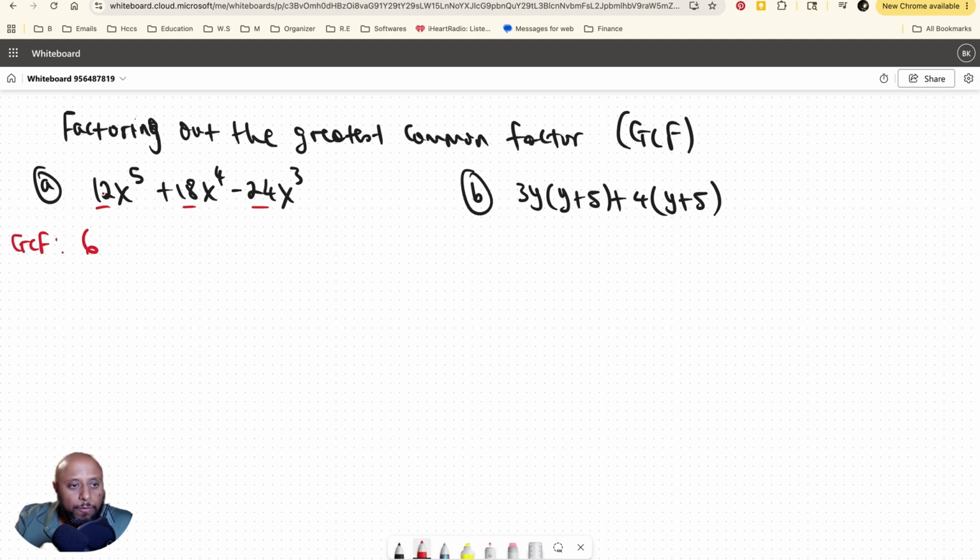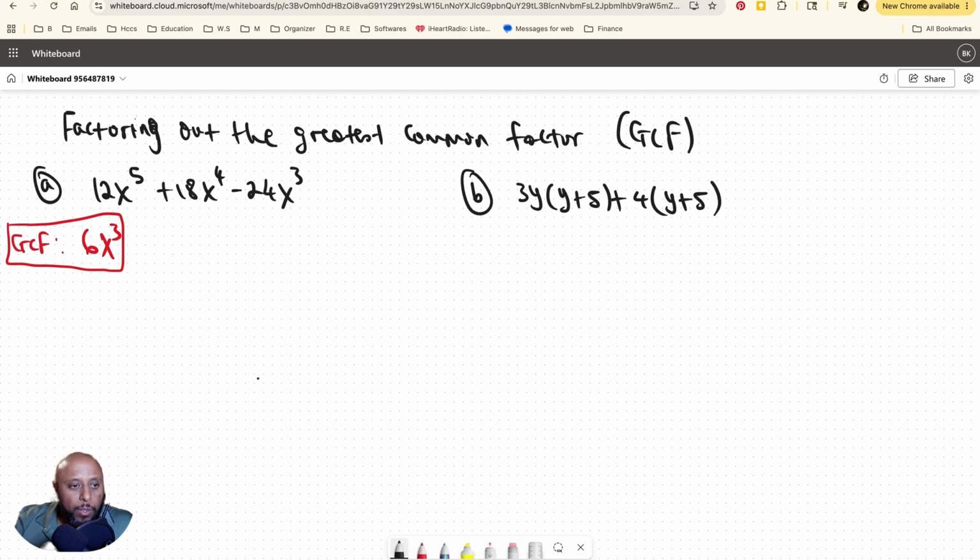6 can go into 12 2 times, and 6 can go into 18 3 times, and 6 can go into 24 or negative 24 4 times. And the other thing we need to do is look at the variables. Each term has x, at least x cubed. So we take out the variable with the smallest exponent, and that would be x cubed. So our GCF is 6x cubed.